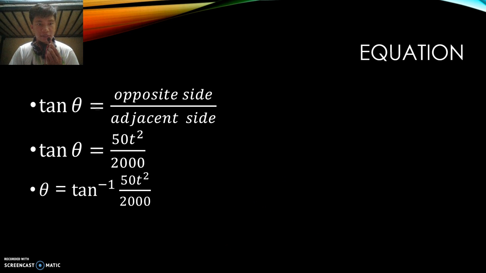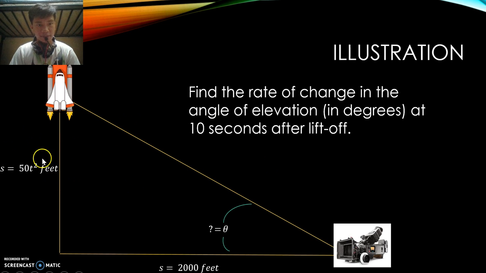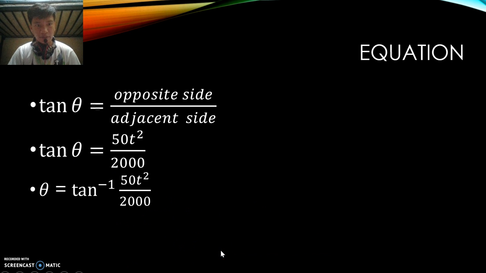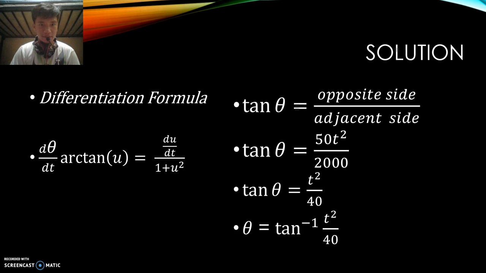Let us recall the different trigonometric ratios. As we recall, tangent is equal to the opposite side over the adjacent side. Let us substitute. This is the opposite side, this is the adjacent side. So tangent theta is equal to 50t² over 2,000. To solve for theta, we move the tangent to the other side of the equation, in which it will become theta = arctan(50t²/2000).